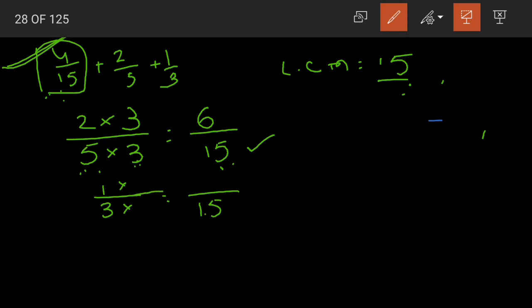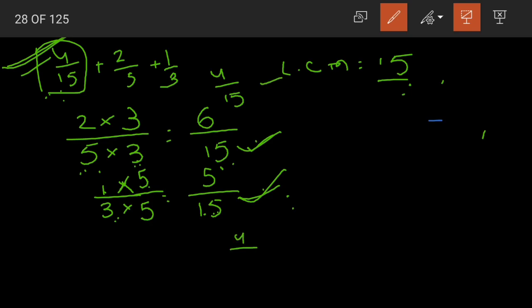Again the denominator should be 15, but here we are having 3. So 3 into 5 is 15. Multiply the same 5 in the numerator as well. 1 5s are 5. So what are our resultant like fractions, children? 4 by 15, 6 by 15 and 5 by 15. There are 3 like fractions now.